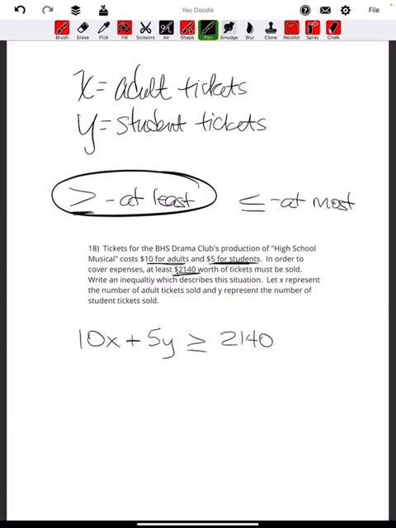So I just want to make sure that we understood for this inequality how we set it up. It's basically just using the variables, X for adults, which I wrote at the top, Y for students, and then determining it was $10 for adults. So we're going to say $10 per adult ticket, and because that's our rate, $5 per student ticket, that's again our rate. And because we want to make at least $2,140, that's why we use the greater than or equal to sign, and then the total amount we want to have at least is $2,140.